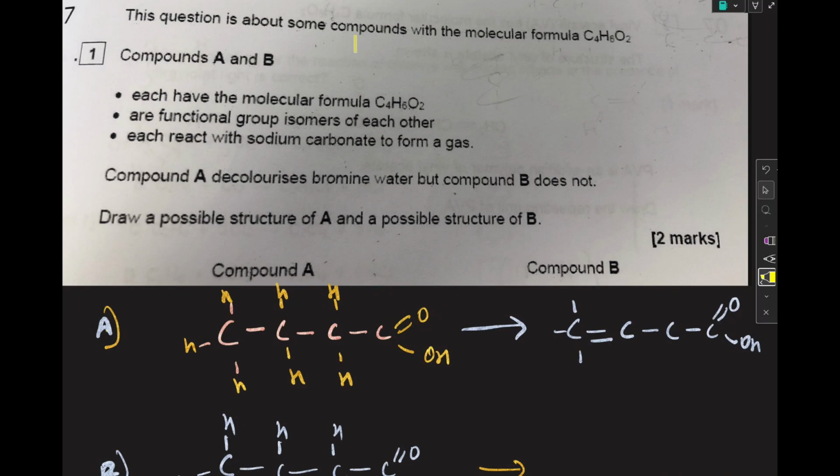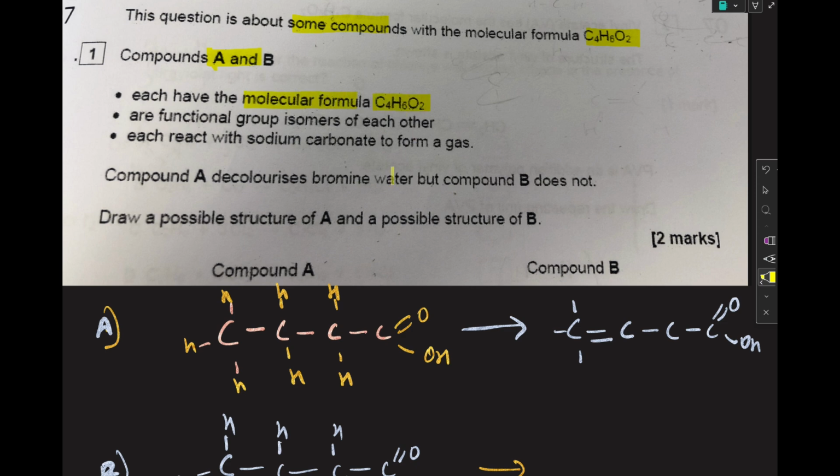This is the question asked by one of my students. It's a simple question, but still very easy to lose marks on. The question is about some compounds with molecular formula C₄H₆O₂, compound A and B.